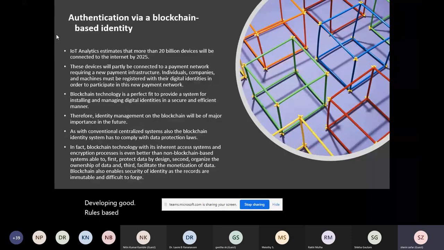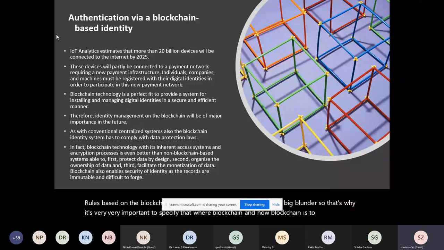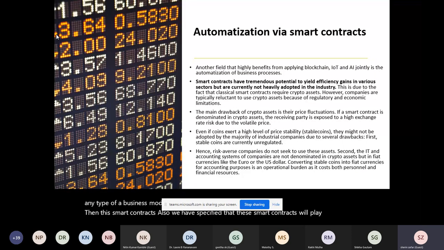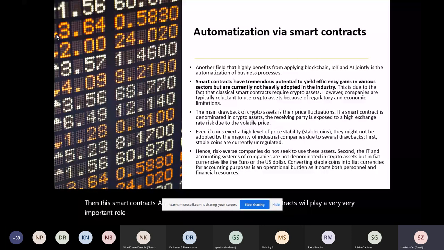So that's why it's very, very important to specify where and how blockchain is to be applied in any type of business model. Then the smart contracts also, we have specified that these smart contracts will play a very, very important role in various types of industries, in various types of business organizations, and especially when you're talking about crypto assets, because those cryptocurrencies are not owned by a central bank.